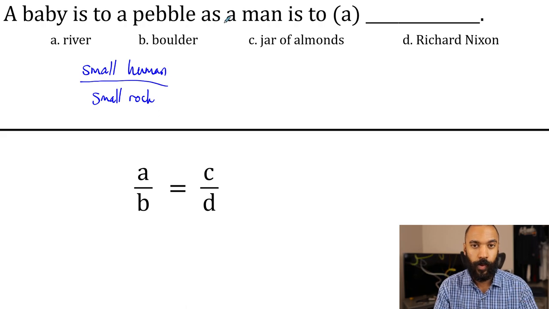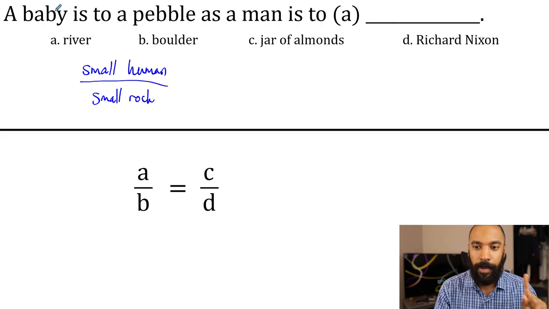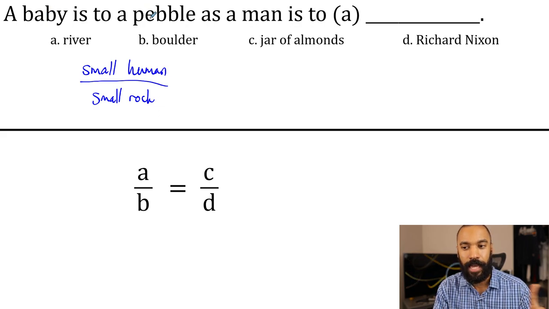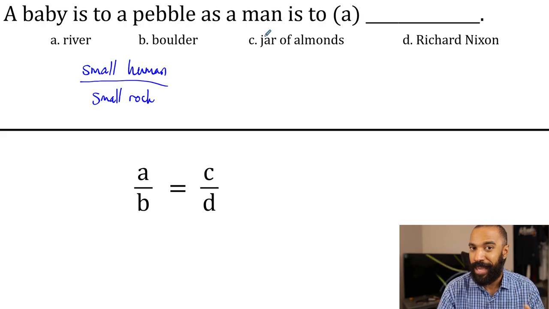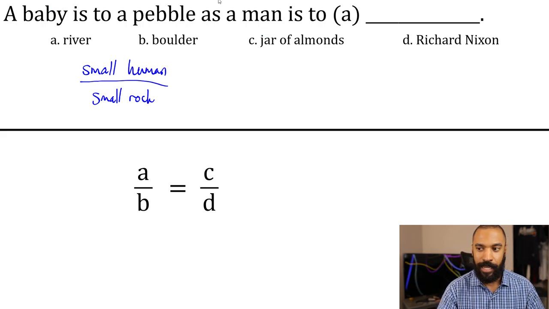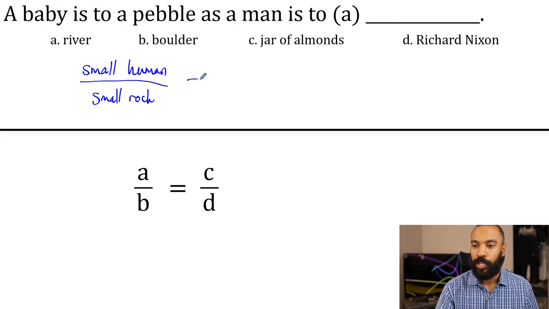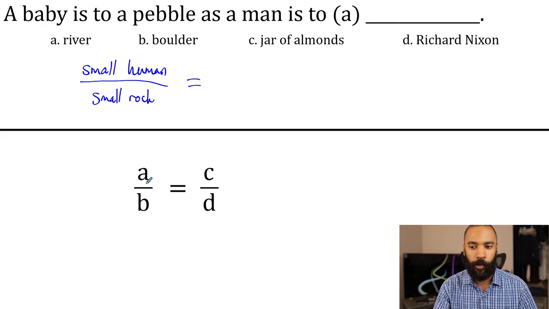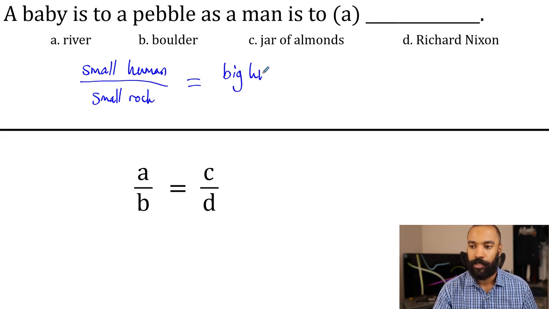And the order that it's written is super important in terms of what's called correspondence. Baby was written first, and then pebble was written second. Now, in this next ratio that we do, man is written first. So man associates with baby because they're both written first in their own respective ratios. So when I set up the equivalence of a proportion, A over B equals C over D, man is an idea of a big human.